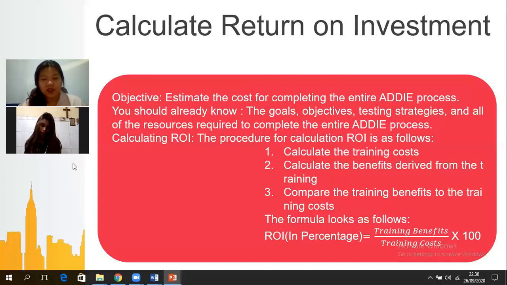So the formula looks like this: ROI in percentage equals training benefits per cost, times 100.